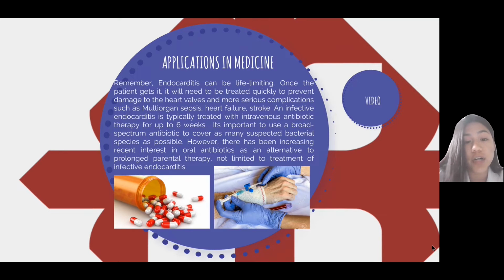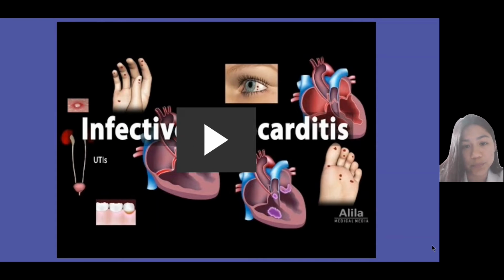Infective endocarditis is typically treated with intravenous antibiotic therapy for up to 6 weeks. It's important to use a broad-spectrum antibiotic to cover as many suspected bacterial species as possible. However, there has been increasing recent interest in oral antibiotics as an alternative to prolonged parenteral therapy, not limited to the treatment of infective endocarditis. Let's see this video.